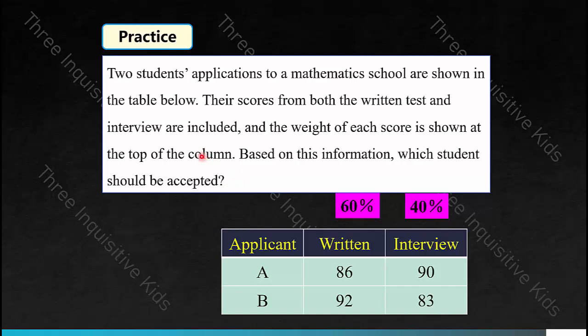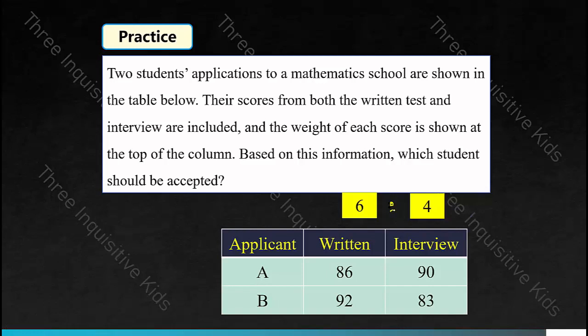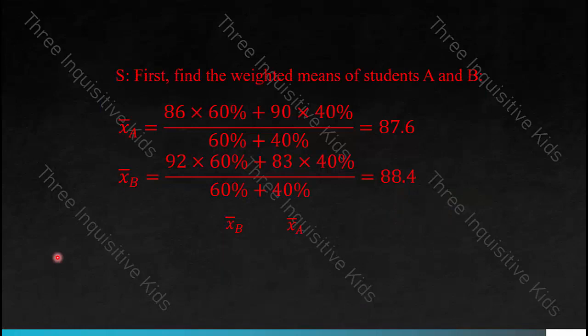And we know, so this is also showing us that the written test is worth 60% of their overall score, and the interview is worth 40% of their overall score. So since both of those can be simplified further, the ratio is 6 to 4. So this is the weight ratio. First, the weighted means of students A and B. So the weighted means of XA and XB are 87.6 and 88.4.